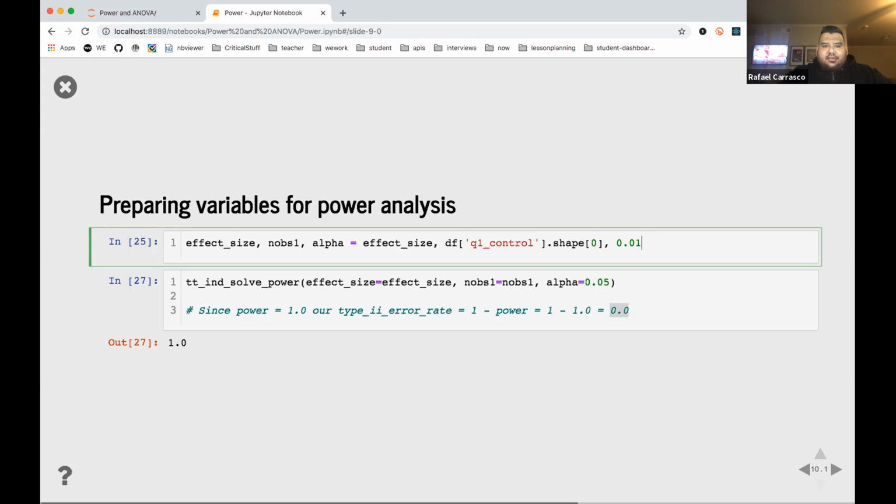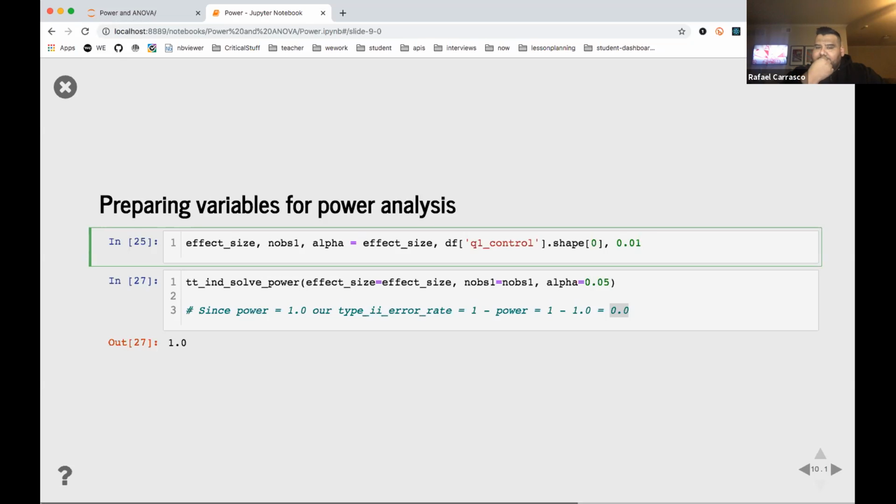Any ideas? It's the inverse of your type 2 error. So if we decrease our alpha, what's possible? Like what's going to happen? The power will go up. Why will it go up?